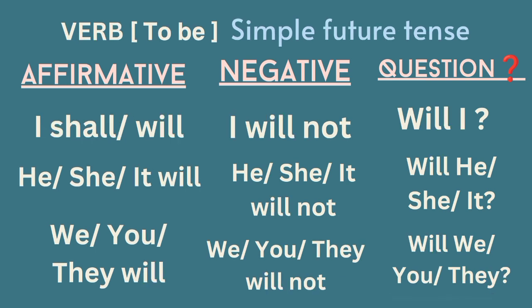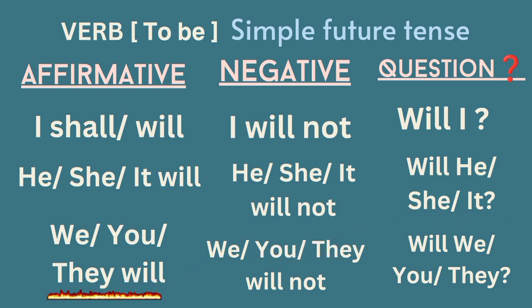And now let us look at the simple future tense. I shall or I will becomes I will not in the negative. Will I when you are asking a question. He, she, it will changes to he, she, it will not. Will he? Will she? Will it? When you are asking a question in the future tense.